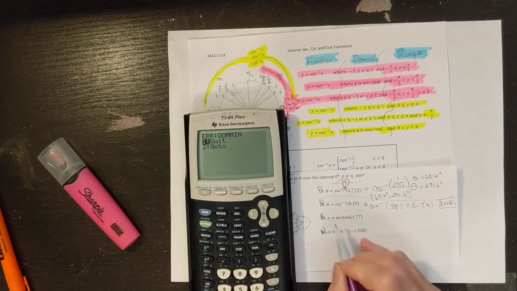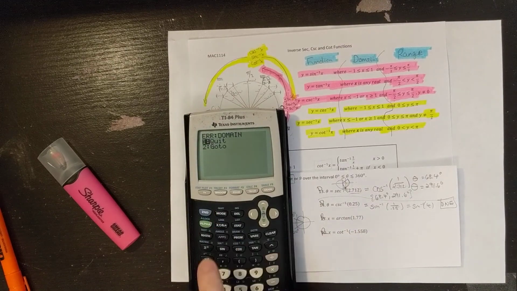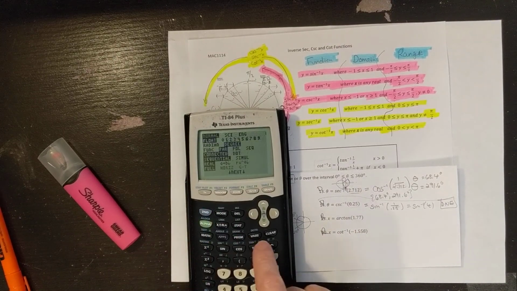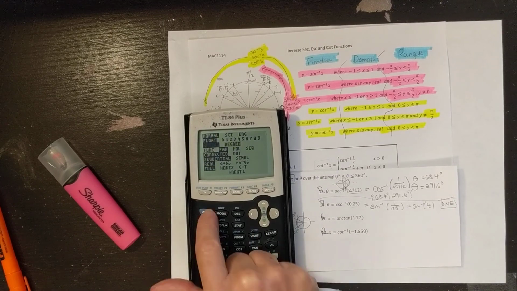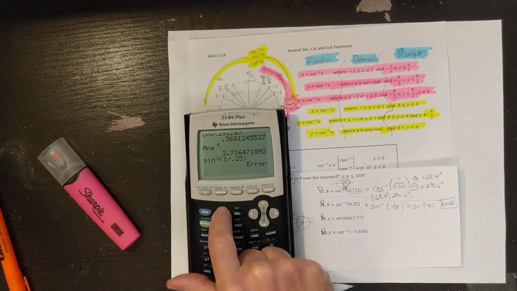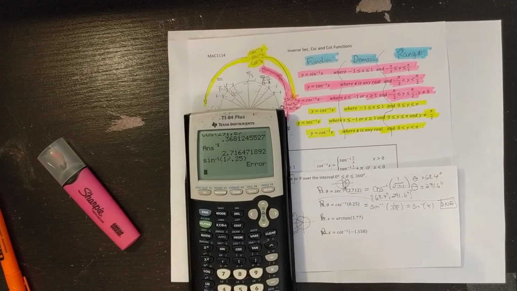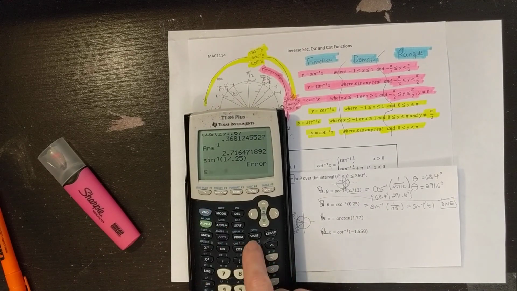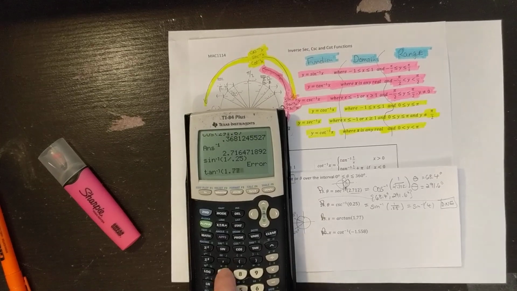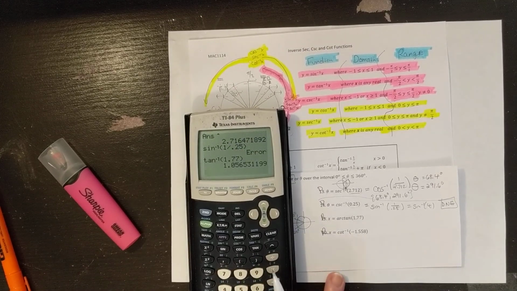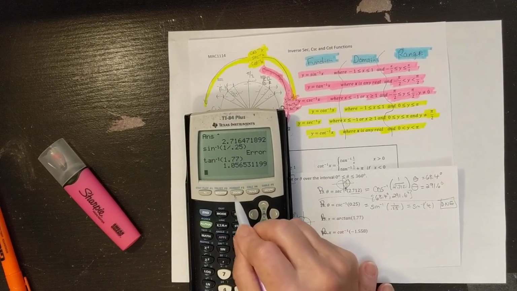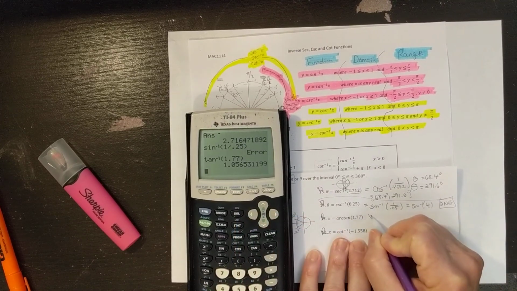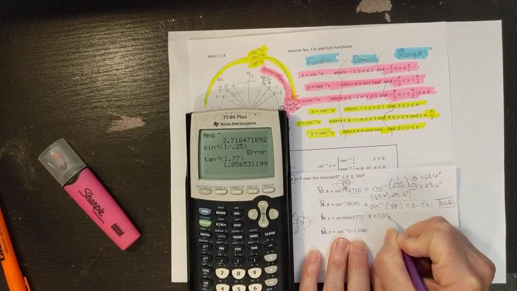Let's do arctangent, but these are in radians, so I want to switch my mode to radians. All right, let me see. Okay, now I'm in radians. Okay, so let's take the inverse tangent of this. So take inverse tan of 1.77. That gives me this angle of 1.06. Okay, so x is 1.06.